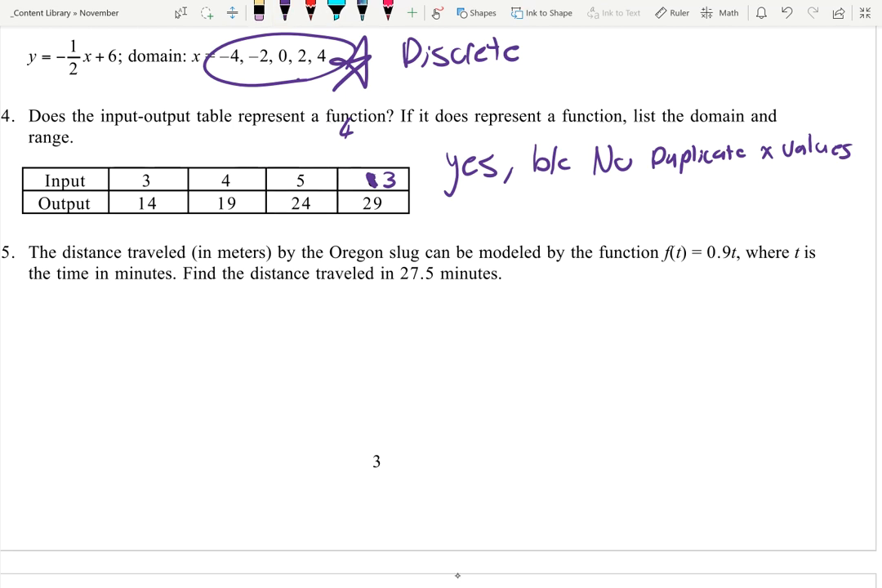So that's what you're looking for to identify something that's not a function. In this case, there's nothing like that because there's only one 3 that goes to 14. There's only one 4 that goes to 19. There's only one 5. There's only one 6, right? They each have their own pair. So that's how I can tell it's a function.